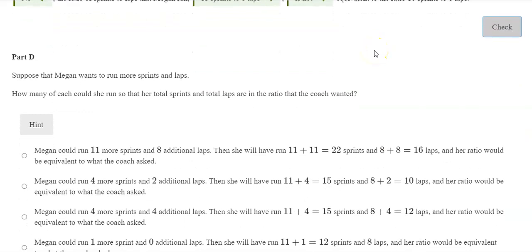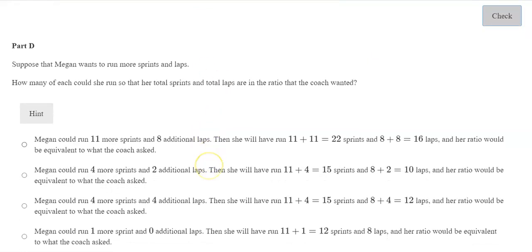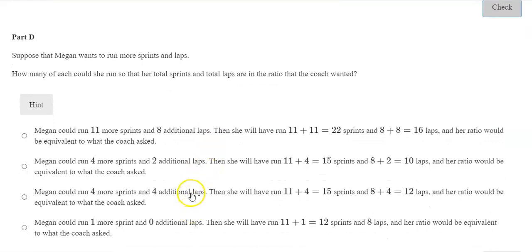Suppose that Megan wants to run more sprints and laps. How many of each could she run so that her total sprints and total laps are in the ratio that the coach wanted? So Megan could run 4 more sprints and 4 more laps. Then she will have run 11 plus 4 equals 15 sprints, and 8 plus 4 equals 12 laps. And her ratio would be equivalent to what the coach asked for.